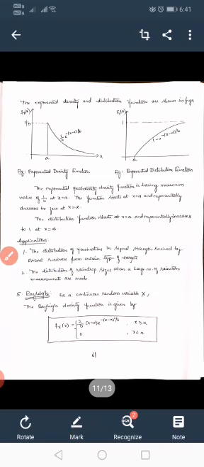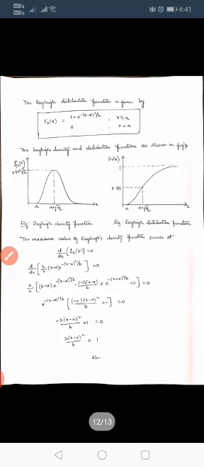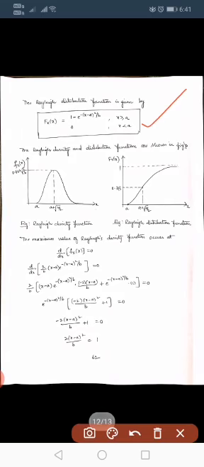Next one is Rayleigh distribution and density function. Here we use a continuous random variable, and the Rayleigh density function is given by the formula 2 by b (x minus a) e power minus (x minus a) whole square by b, for x greater than or equal to a. And the distribution function is given by Fx of x equal to the integral from minus infinity to x of fx of x dx. Substitute this density function in this formula and we get the distribution function. These are the two curves, the density function curve and the distribution function curve.